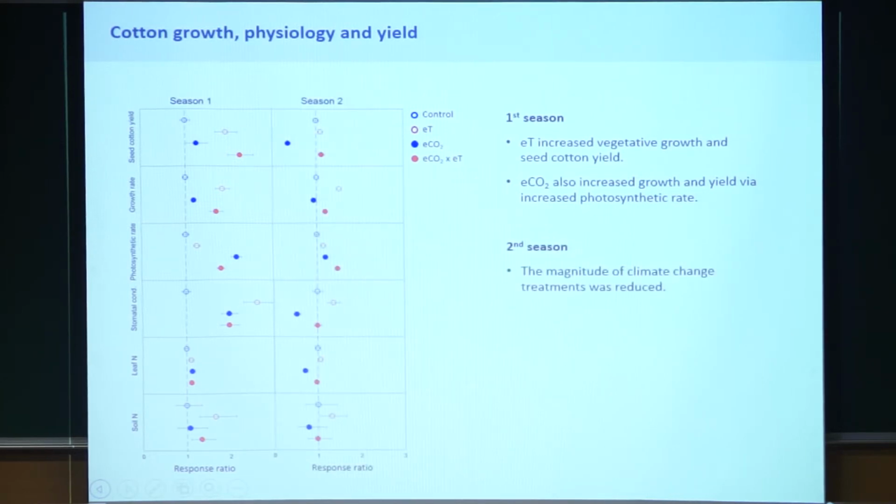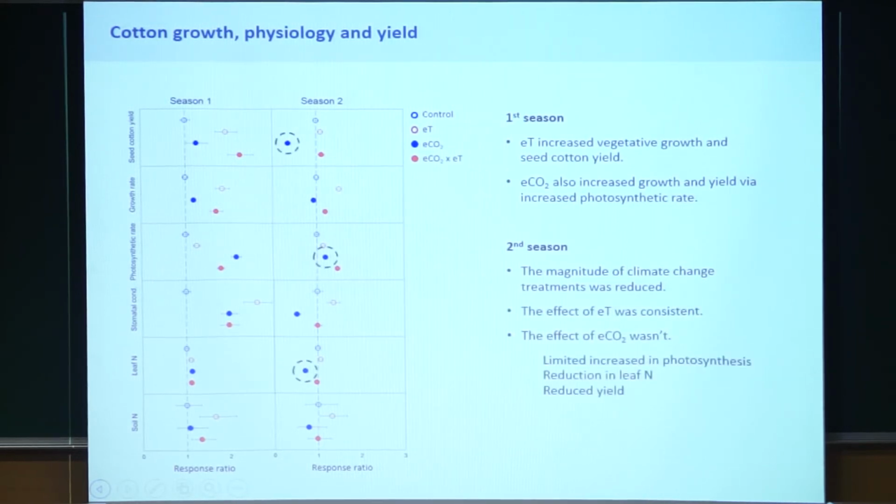But if we then add the second season to that, we didn't get the same results. What we found is that the magnitude of the climate change impact was reduced. And it was reduced because what we got were reductions in seed cotton yield, and we got less of a stimulation in photosynthesis due to lower leaf nitrogen. And so the yield was reduced, leaf nitrogen was reduced, photosynthesis wasn't as stimulated, and the question is, why did that occur?